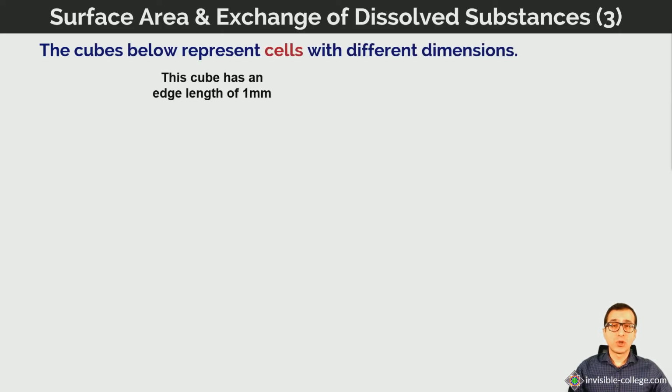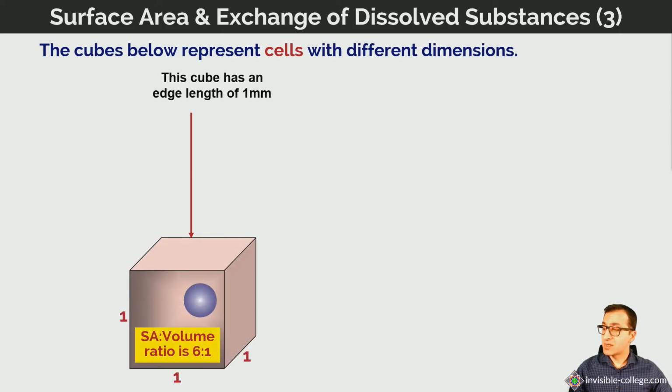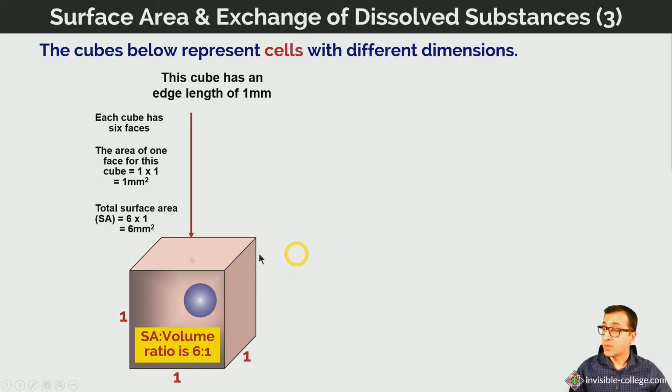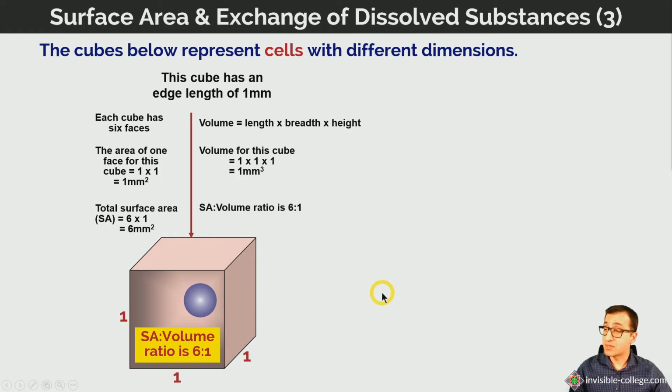So let's take a look at a cube. Let's imagine we have a cube with sides of length 1 millimeter. And so if we calculate its surface area and its volume and compare those to each other as a ratio, we see that because the cube has 6 faces and each of those 6 faces has an area of 1 square millimeter, the total surface area of this cube is 6 millimeters squared. Its volume is simply going to be its height multiplied by its width multiplied by its depth, and that's going to give us 1 cubic millimeter. And so we see that it has a surface area to volume ratio of 6:1.